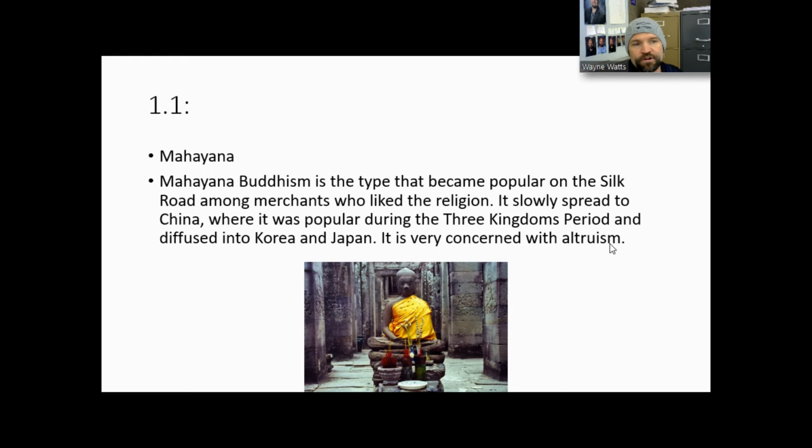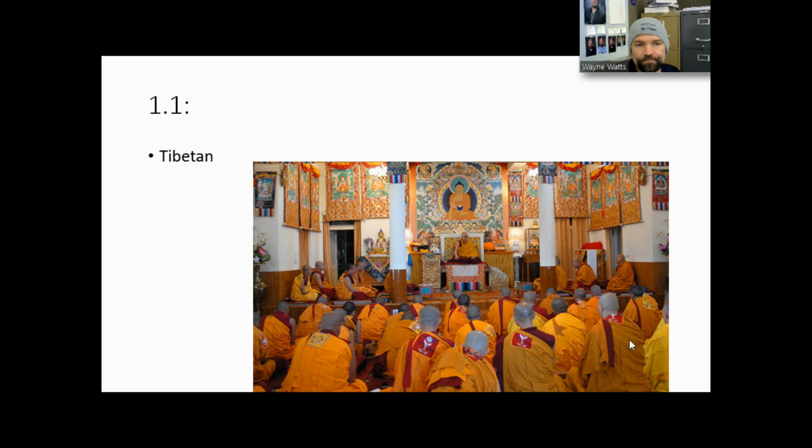The type of Silk Road Buddhism that became popular is known as Mahayana Buddhism or Great Vehicle Buddhism. Merchants liked the religion and oftentimes would dress up Buddha statues like this with silk. It slowly spread to China, where it was popular during the Three Kingdoms period and diffused eventually into Korea and Japan. And Mahayana Buddhism is very concerned with altruism.